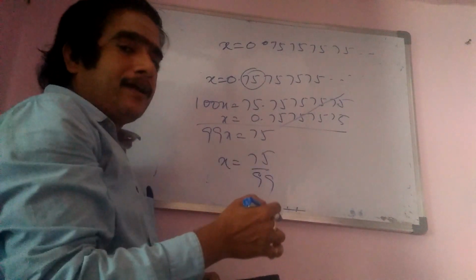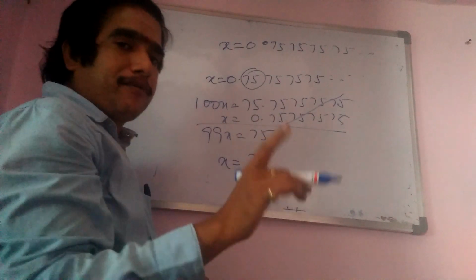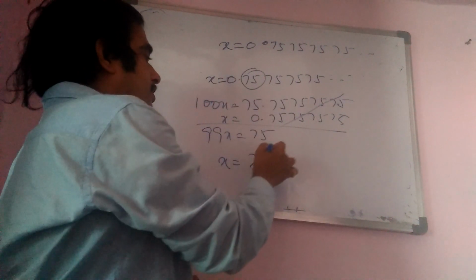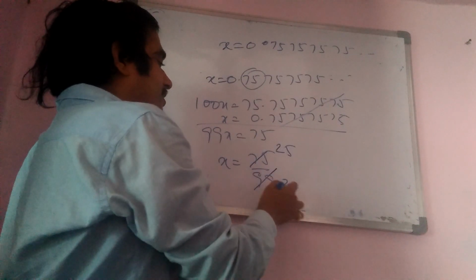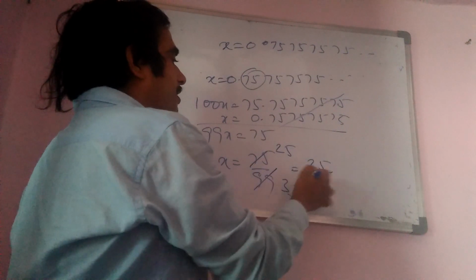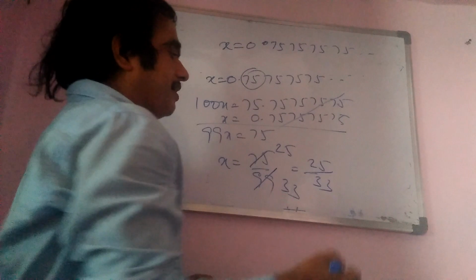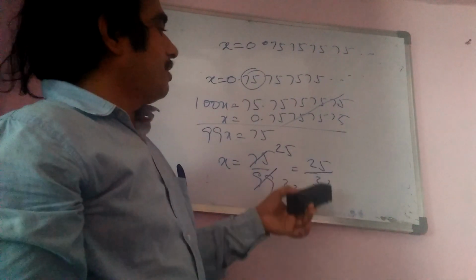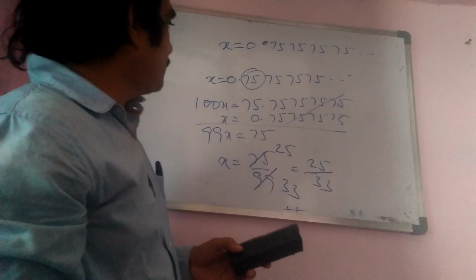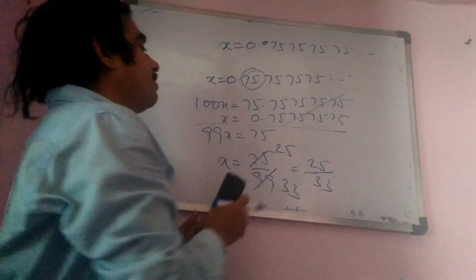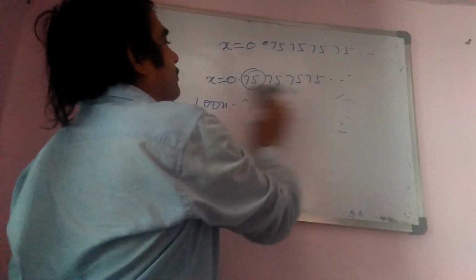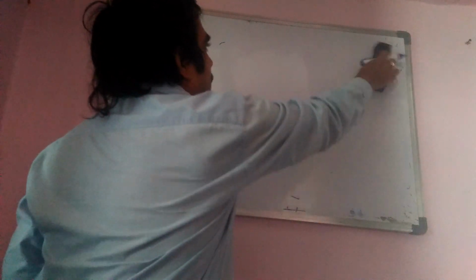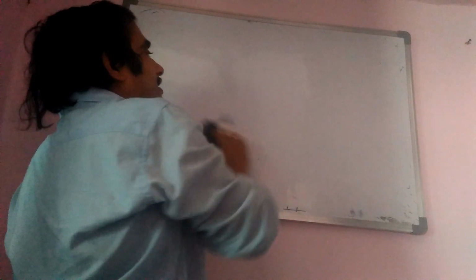7 plus 5 is 12. 9 plus 9 is 18. Both are divisible by 3. So 3 25s are 75 and 3 33s are 99. What is the answer? 25 by 33. I cannot continue the division. So this is 25 by 33. So this is the procedure of converting a non-terminating decimal.